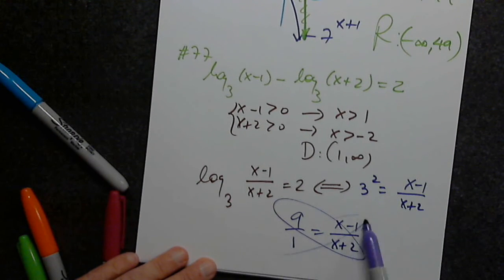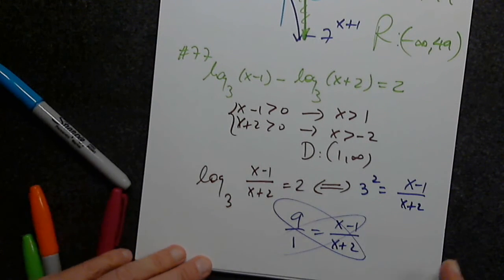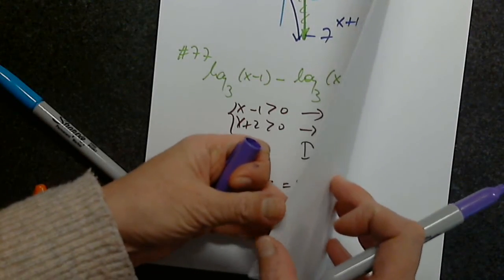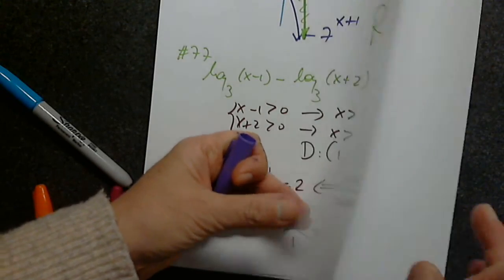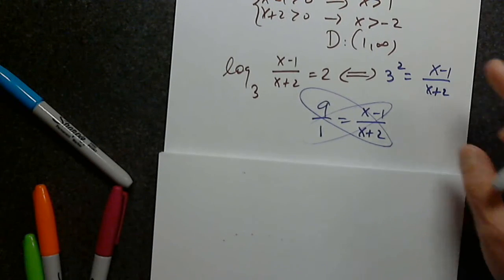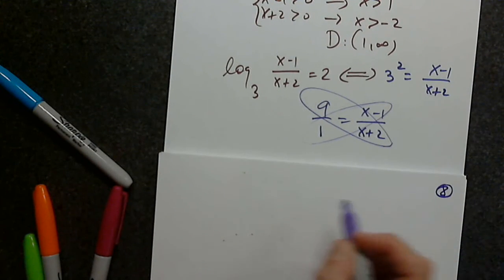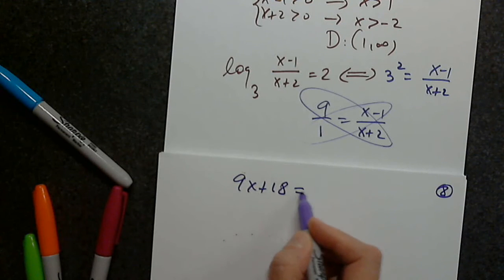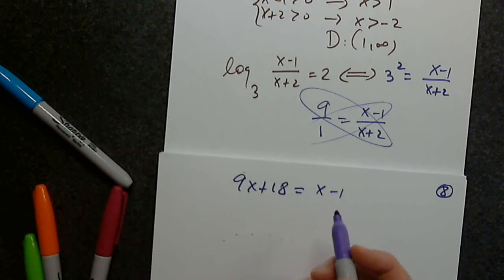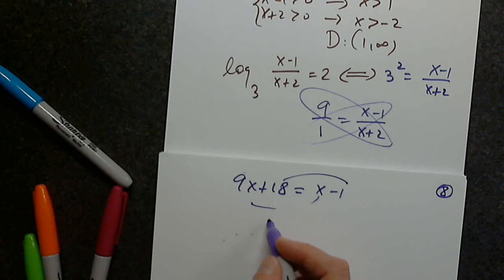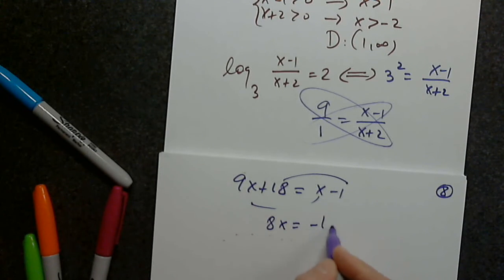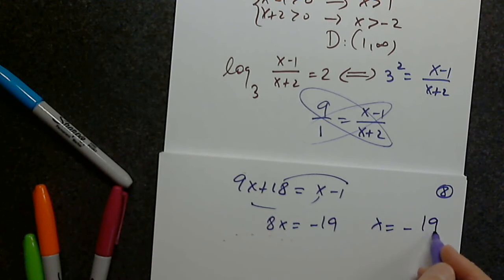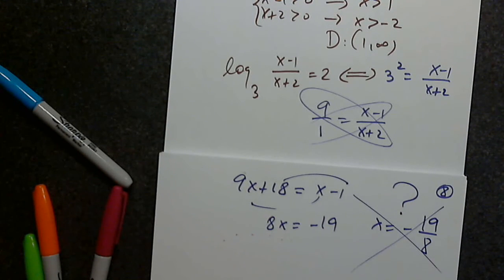It's absolutely a proportion, so I will cross multiply. And we get 9x plus 18 equals x minus 1. Linear. I move x and I move 18, so 8x equals negative 19, and x equals negative 19 over 8. No solutions. It's not a number greater than 1.